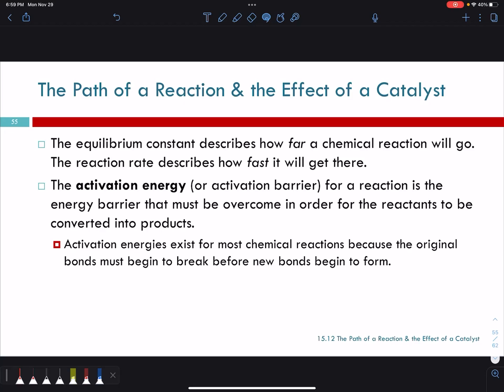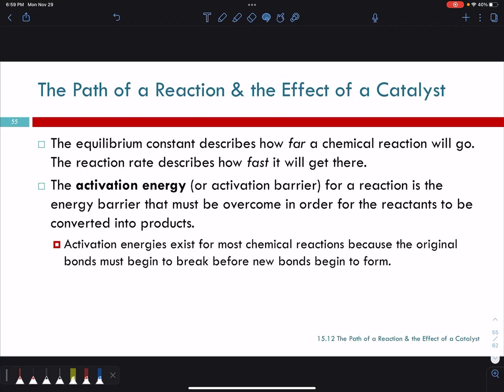So, we've talked about equilibrium constants. They describe how far a chemical reaction will go. So you're going to get some proportion of products relative to reactants. The reaction rate describes how fast you're going to get there. The reaction rate doesn't say anything about how far the reaction will go. And changing the rate doesn't change the equilibrium, just how fast you get to the equilibrium.